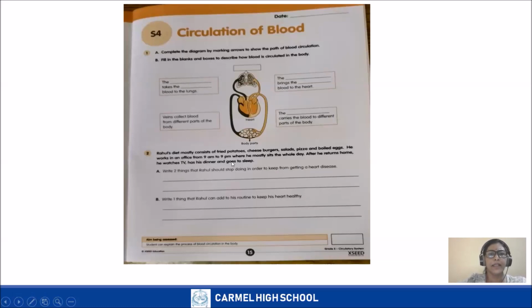So in the last slide, we had discussed regular exercise and avoiding fatty foods. So apply that concept and you can complete this question. Even you can complete the last part, that is, write one thing Rahul can add to his routine to keep his heart healthy. Here you can find from his daily routine that there is no exercise at all. Even he doesn't move about. There is not much movement of his body. He only sits and works. So think about it and answer this.